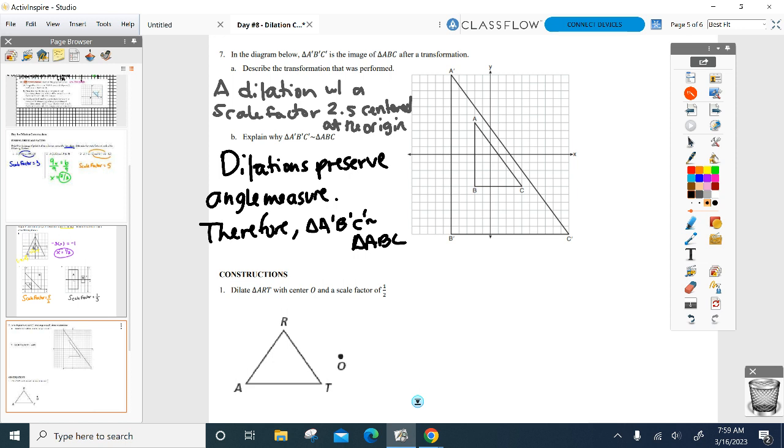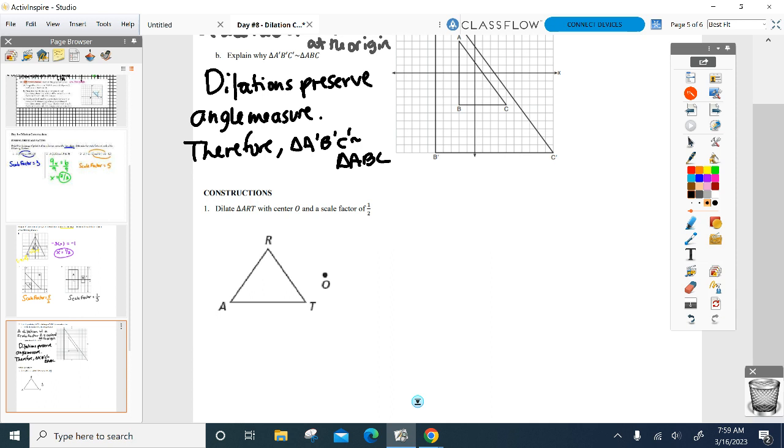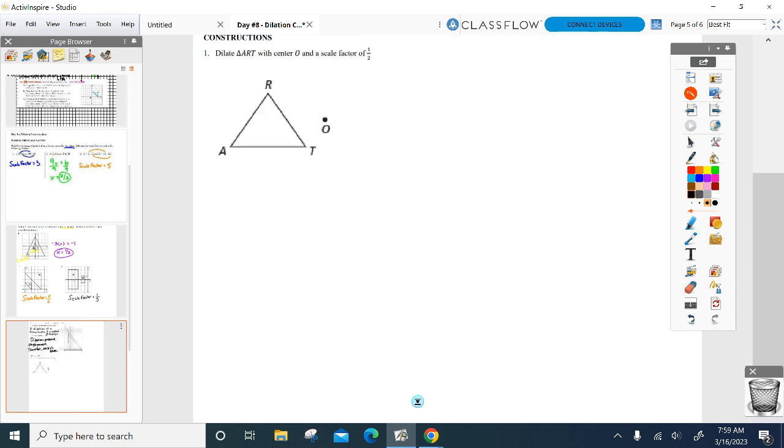Alrighty. Any questions finding the scale factor? Are you ready to dilate a figure using your compass now? All right, let's pick it up. Compass, straight edge. Let's do this. All right. Dilate triangle ART with center O with scale factor 1/2.